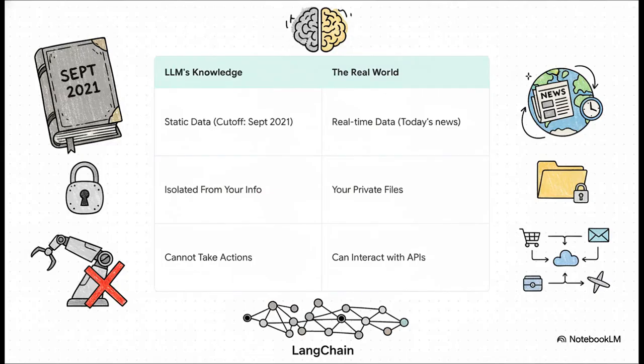And here it is. This is the heart of the problem. As you can see, that AI's knowledge is basically frozen in time. It has a cutoff date. It has no idea about today's news, let alone today's flight prices. It's also totally walled off from your private information, your company files, your emails, and crucially, it has no hands. It can't do anything in the real world. It can't interact with the website's API to actually book that flight.